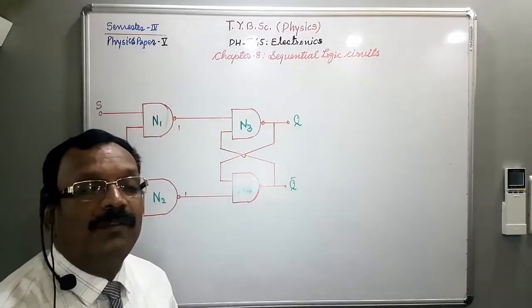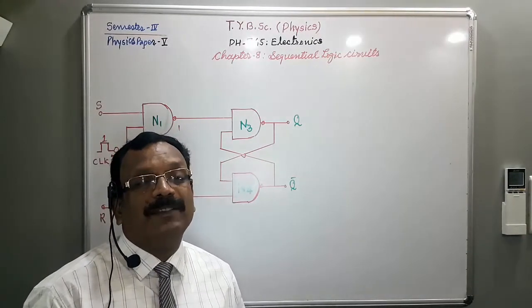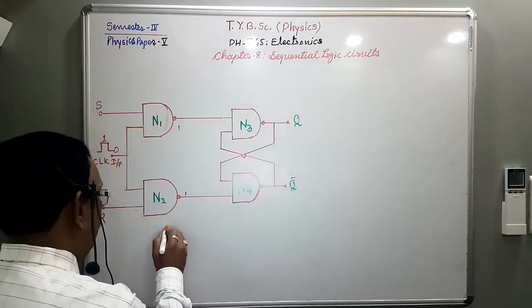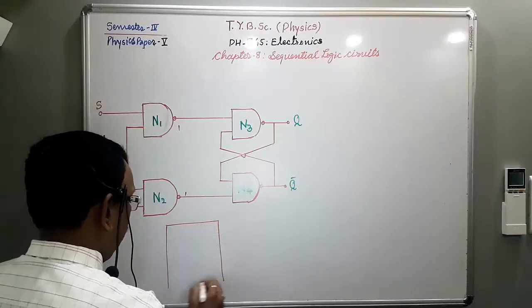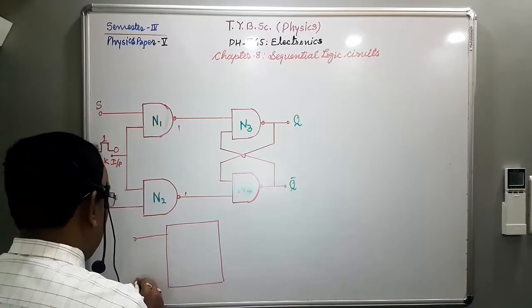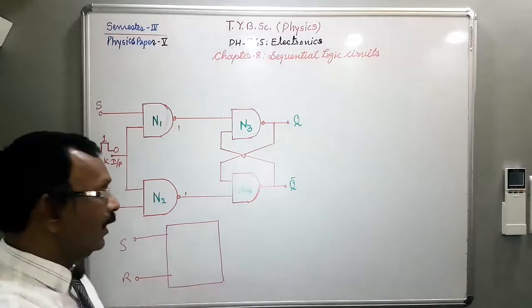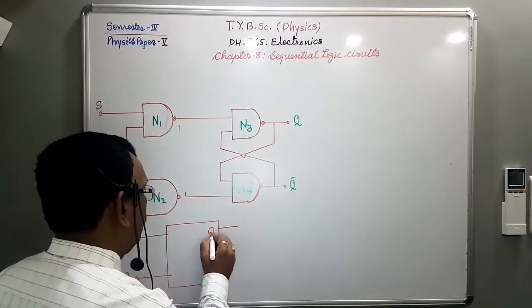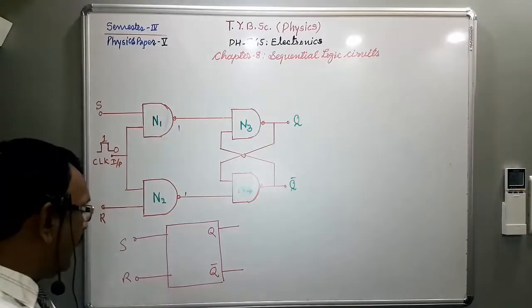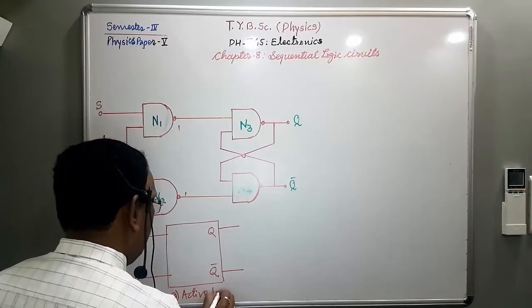First of all, we are going to see the active high and active low RS flip-flop. So this is the symbol for it. This is S and this is R. Okay. And Q and Q bar. This is active high.